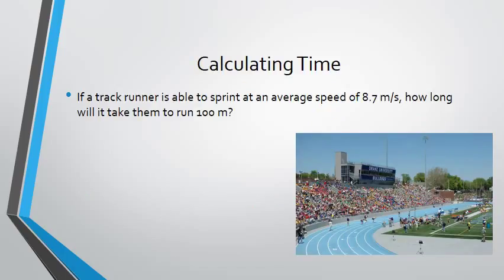Let's also go through an example of how to calculate time. The problem reads, if a track runner is able to sprint at an average speed of 8.7 meters per second, how long will it take them to run 100 meters? The given information is that the speed is 8.7 meters per second. Again, notice it says average speed. That doesn't mean they're going that speed the whole time, but that's their average for their whole race. And they're going to go 100 meters.